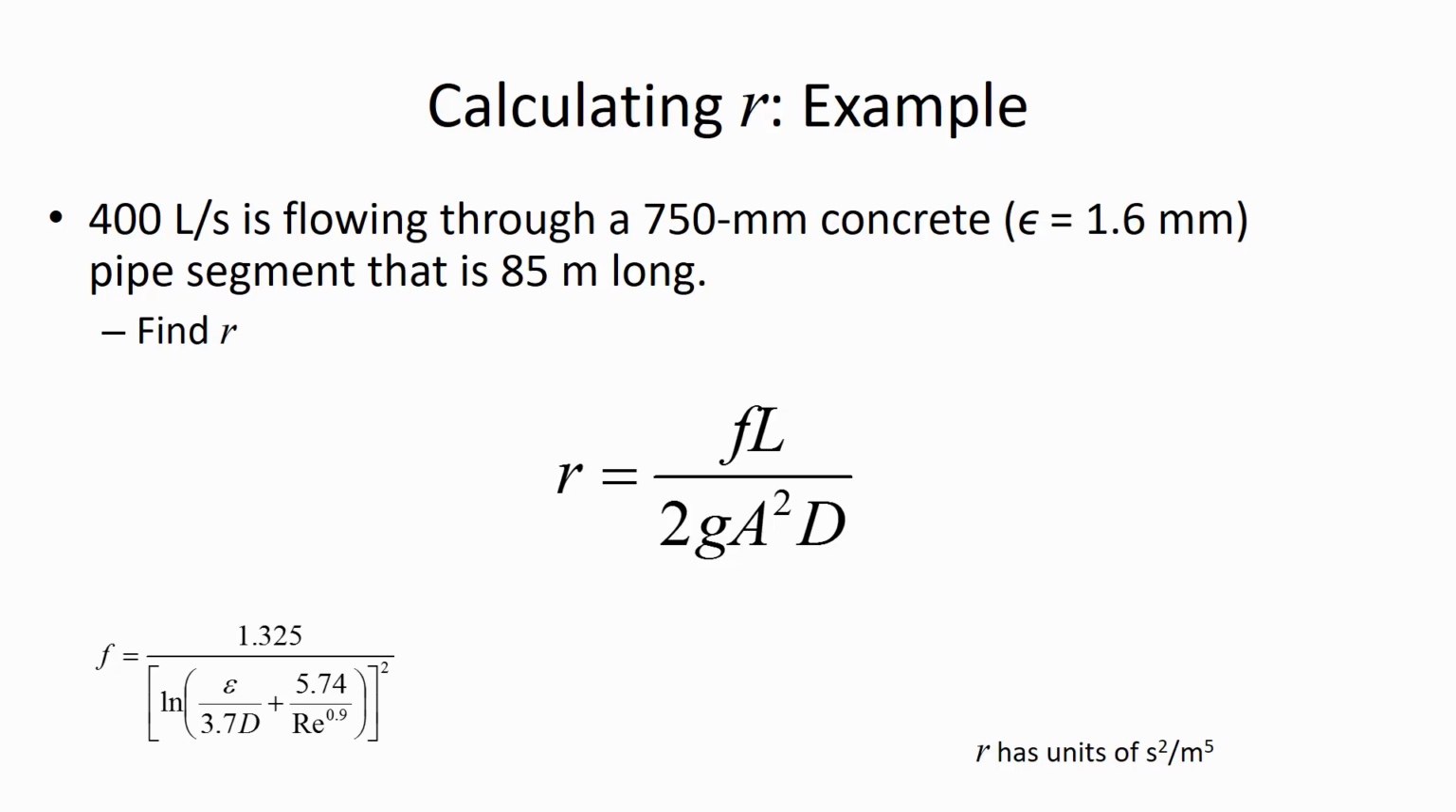Here we have 400 liters per second going through a large diameter concrete pipe. Concrete's relatively rough, so our epsilon value here is 1.6 millimeters, and the pipe segment's 85 meters long. So calculate R for these conditions.